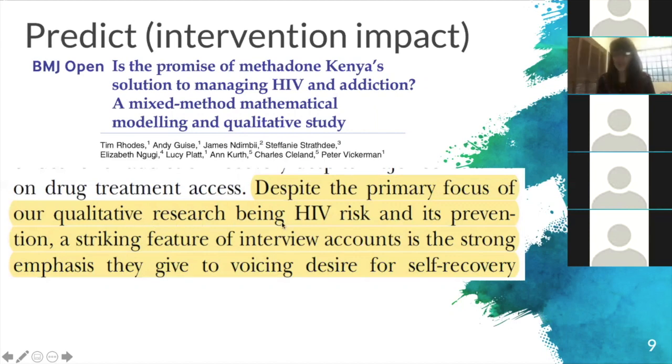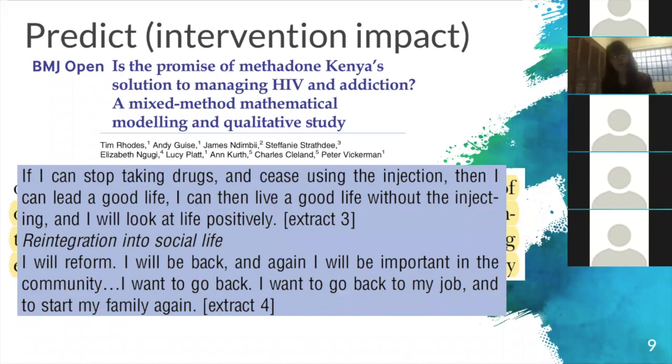And so this was also an interesting finding, because despite the primary focus of their qualitative research being HIV risk and its prevention, a striking feature of interview accounts was a strong emphasis that they gave to self-recovery. So for them, HIV was a very secondary objective of methadone, and really what mattered was self-recovery. And I'm gonna read you a few quotes just to highlight this.